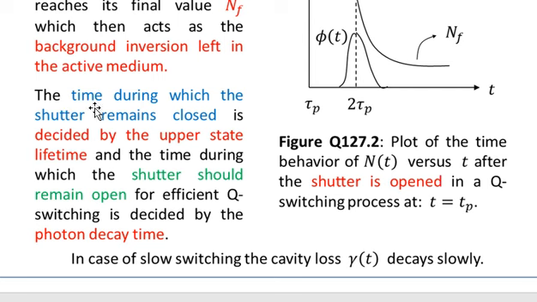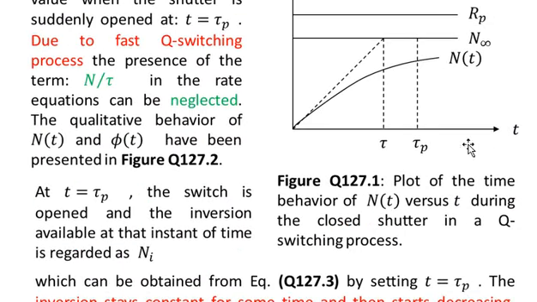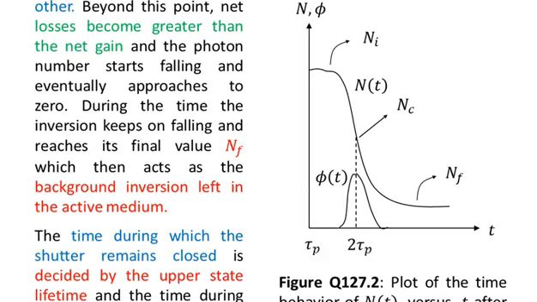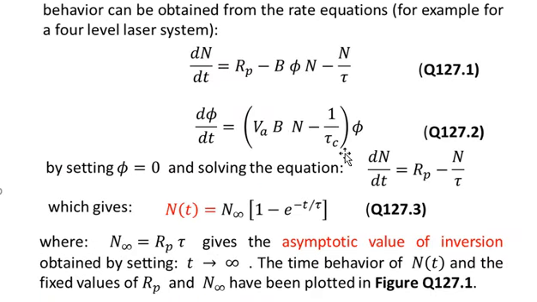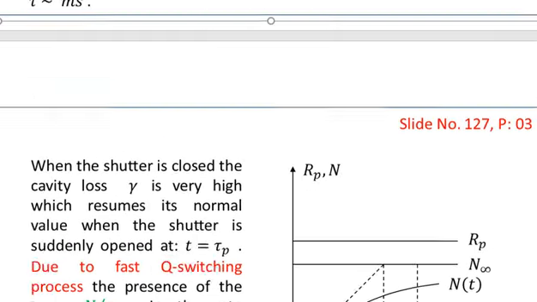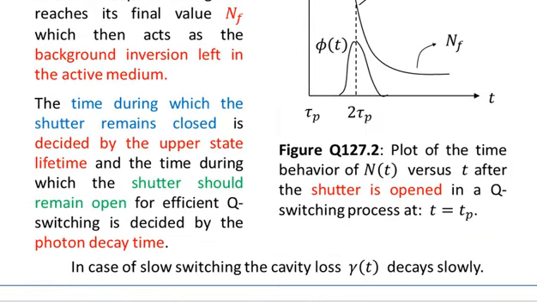So let me read again this paragraph because it is important. The time during which the shutter remains closed is decided by the upper state lifetime, that is tau. So this tau will decide for how long the shutter should remain closed. And tau c, where is tau c? Tau c can be seen in this equation, for example, this one. That is the lifetime of the photons in the cavity, and this lifetime tau c will decide for how long the shutter should remain closed.